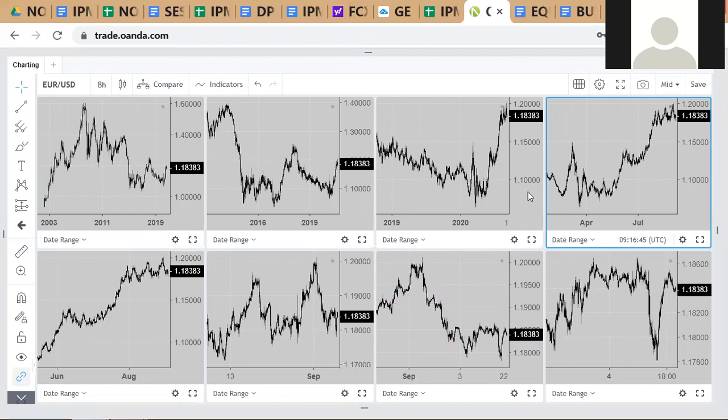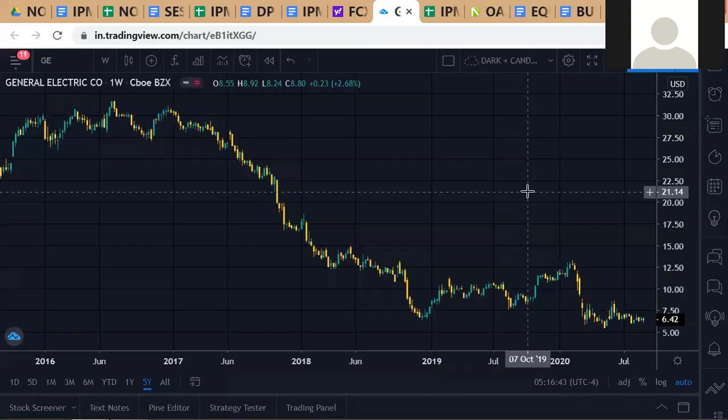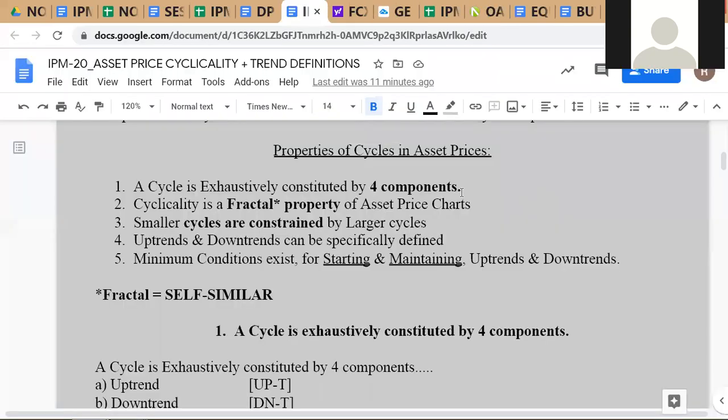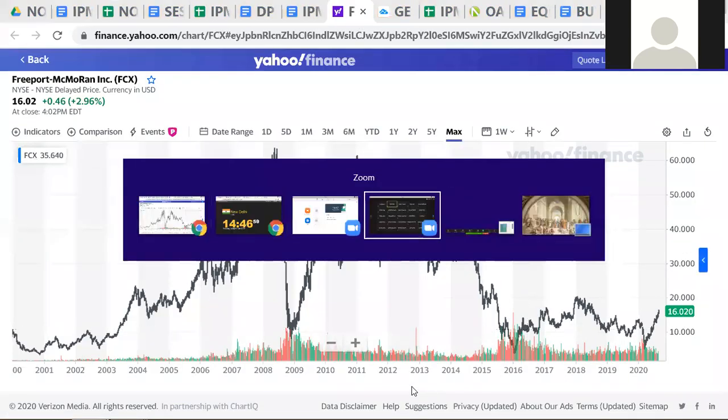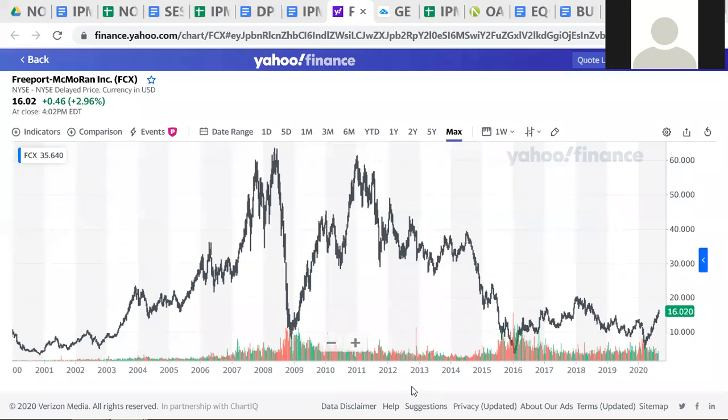Okay. So I spent a lot of time explaining the idea of this statement, that cyclicality is a fractal property of asset prices, of asset price charts. Okay. Now, has everybody understood? Any questions at this stage? Anybody? All okay? Okay, fine.